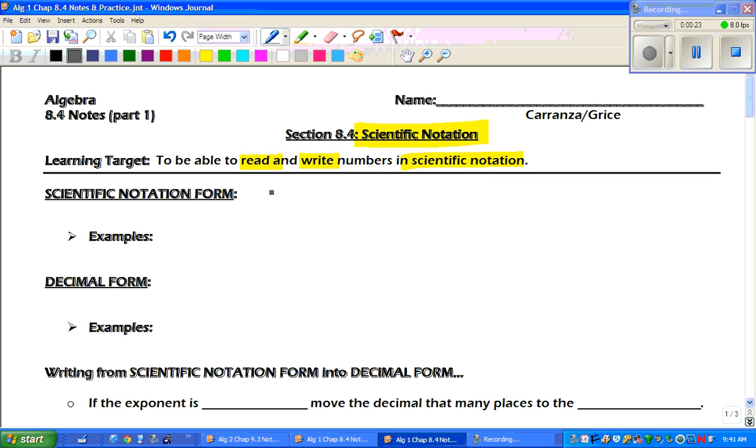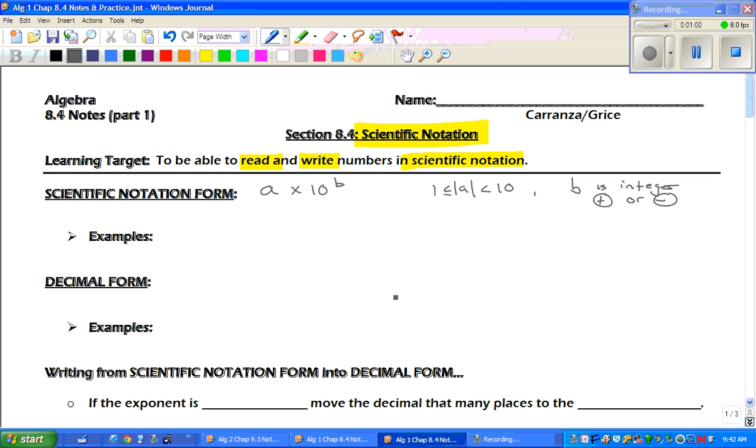The scientific notation form is A times 10 to the B, where the absolute value of A is greater than or equal to 1, but less than the number 10. So it's got to be a number between 1 and 10. And then B is an integer, and it can be positive or negative.